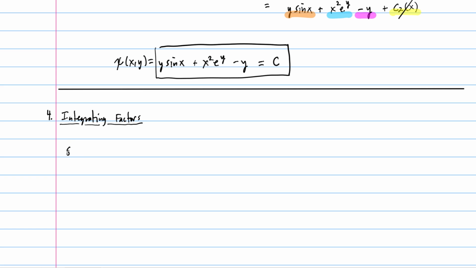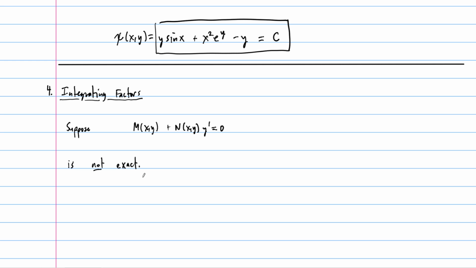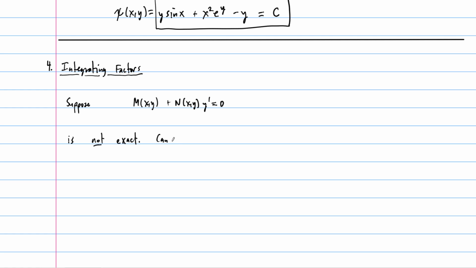So let's suppose we have the same type of situation, but with a potentially exact equation. So an equation in this form: m of xy plus n of xy times y prime equals 0. And suppose that this is not exact. So the question becomes, and our goal becomes, can we find a positive function, which we'll call mu of x and y?